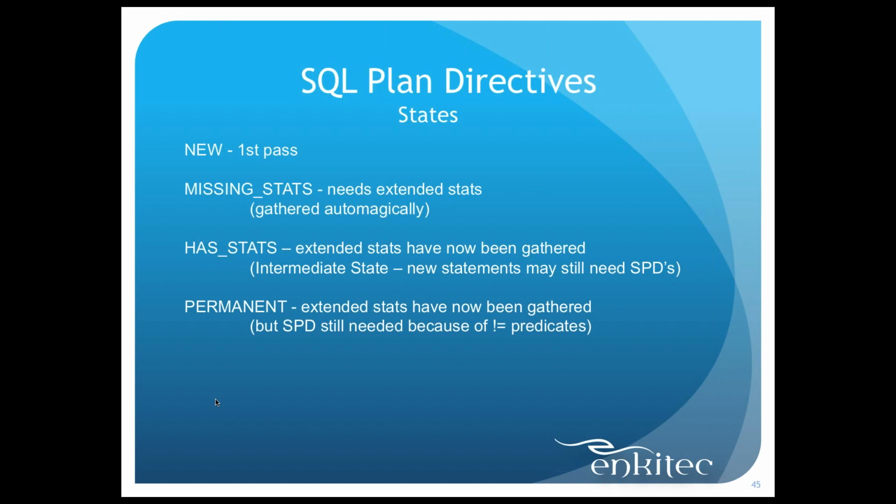Has stats says that I did gather the extended stats that the SQL Plan directives instructed me to gather. This is sort of an intermediate state that doesn't necessarily mean all of the SPDs are going to be eliminated. And then there's a permanent setting. Once the extended stats have been gathered, you may end up with an SPD that still sticks around because of some things that the extended stats can't handle, like a not equal predicate. So that's the 4 states that you may see these SQL Plan directives in the database. And according to the development guys, dynamic sampling is the only reason for those things at this point, but at some point in the future they expect to add additional reasons for that.